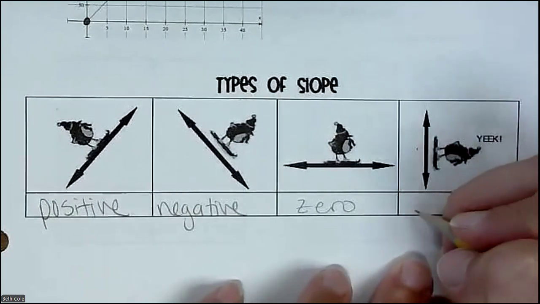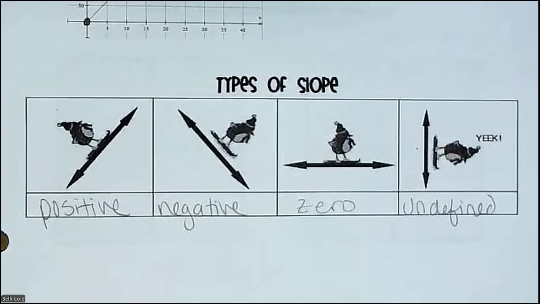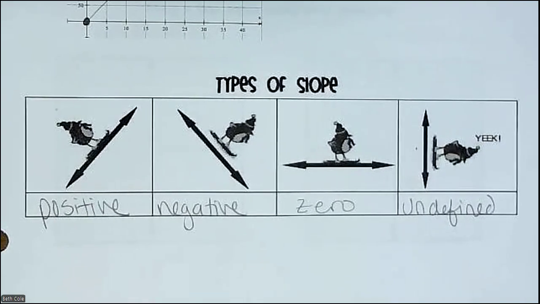And then this vertical one is what we call undefined. UNDEFINED, or you can write UND for an abbreviation, but undefined. That's a slope that you could not walk up. You would need like suction cups on your shoes, or you would need to like be a spider or something. Spider-Man.